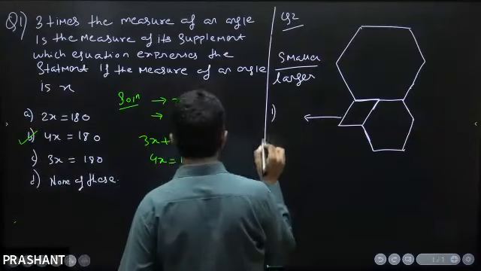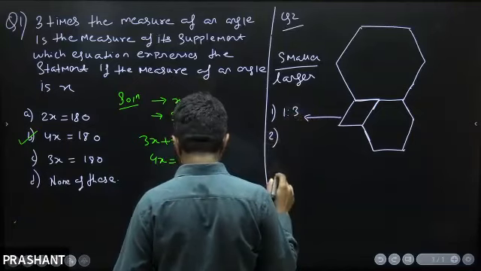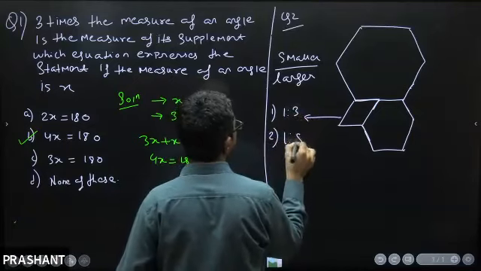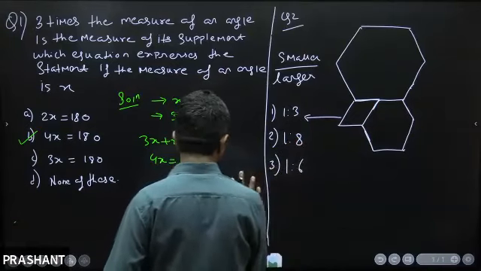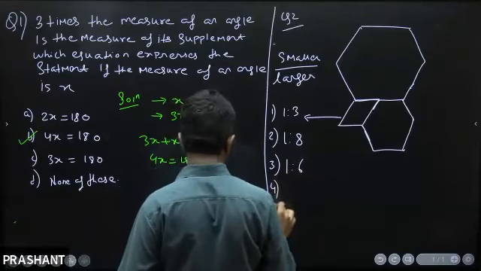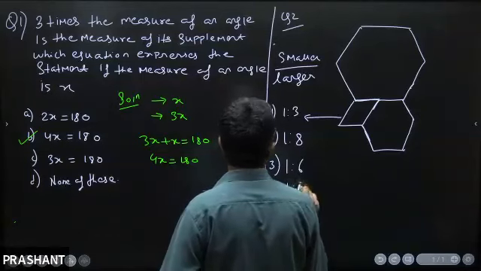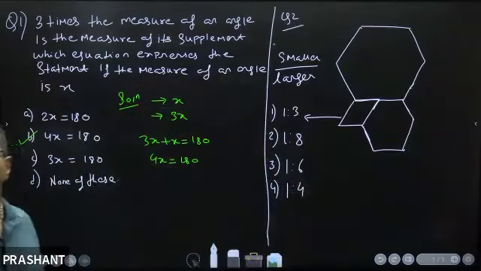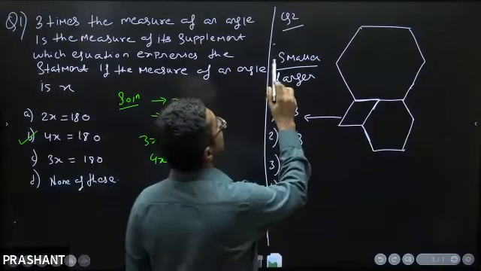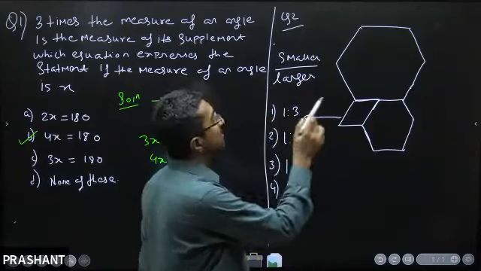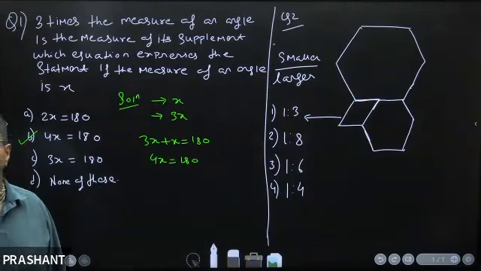So now options are 1:3, second 1:8, 3, 1:6, and 4, 1:4. ठीक है? समझ में आ रहा है? सो आपको पता क्या करना है, area of the smaller to the larger hexagon, and this is a rhombus and these two are regular hexagons. ठीक है, tell me the answer.